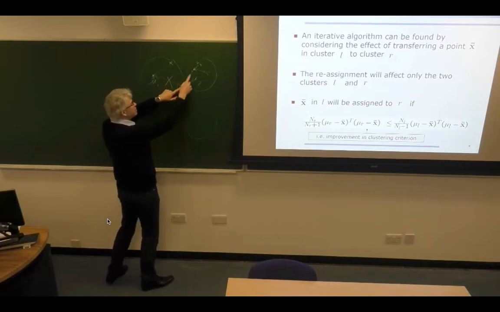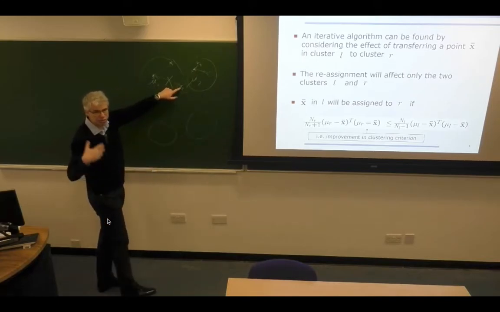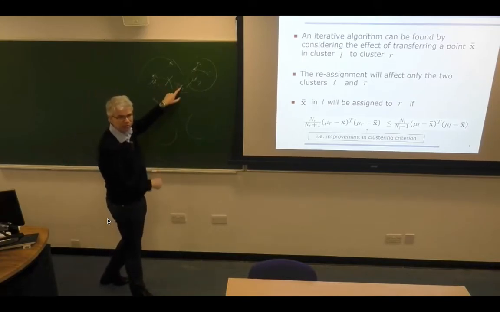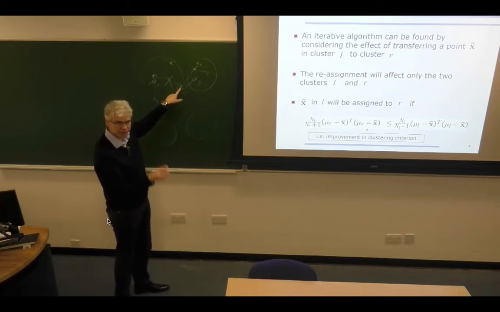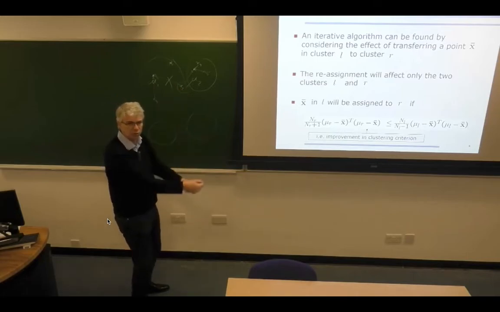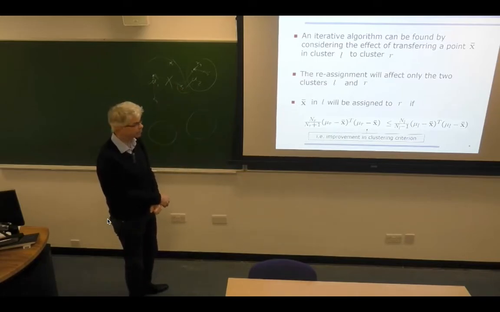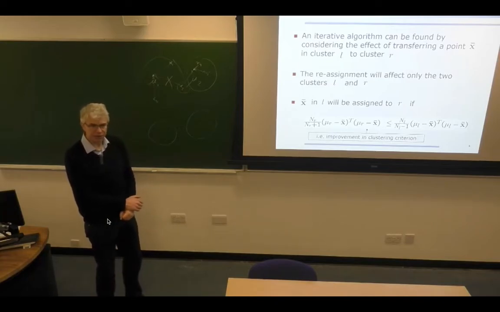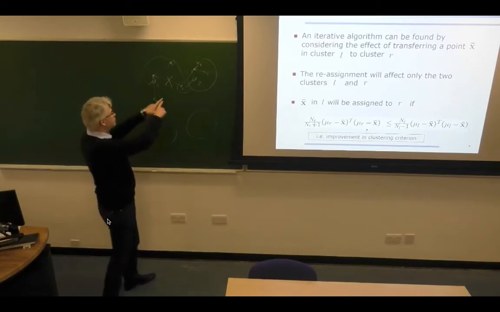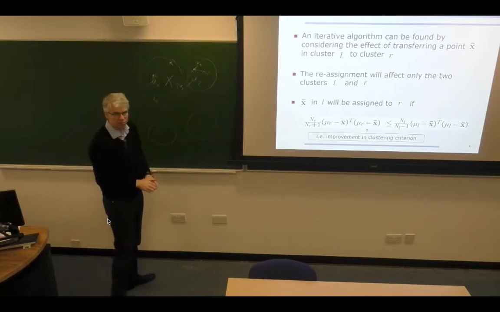And then if you find that moving into another cluster will reduce that clustering criterion, you move it. And then you take the next data point and do the same again. If I move this data point, will it reduce the clustering criterion? You have to recalculate cluster means every time. So every time you move a data point, both cluster means will move.